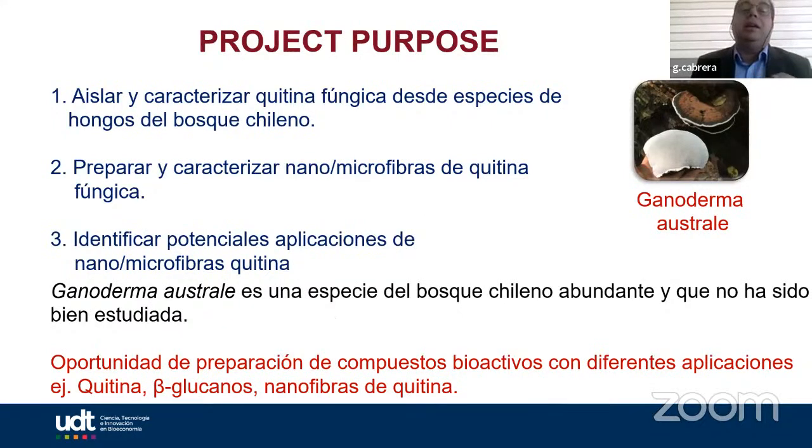Este trabajo que les traigo está enmarcado en mi proyecto Fornecy, donde uno de los objetivos era aislar y caracterizar quitina fúngica desde especies de hongos del bosque chileno, preparar estas nanofibras e identificar posibles aplicaciones. En este caso nos estamos centrando en un hongo que se llama Ganoderma australis. A lo mejor ustedes lo conocen porque está en todos los bosques de pino, se conoce a veces como oreja de palo también, y este hongo no solo es una especie del bosque nativo que no ha sido bien estudiada, sino que, como ven el color, tiene presencia de pigmentos tipo melanina, y además tiene la quitina y los beta-glucanos que pueden aislarse, y a partir de la quitina obtener también la nanofibra. Por tanto, nos da una serie de oportunidades bien interesantes.